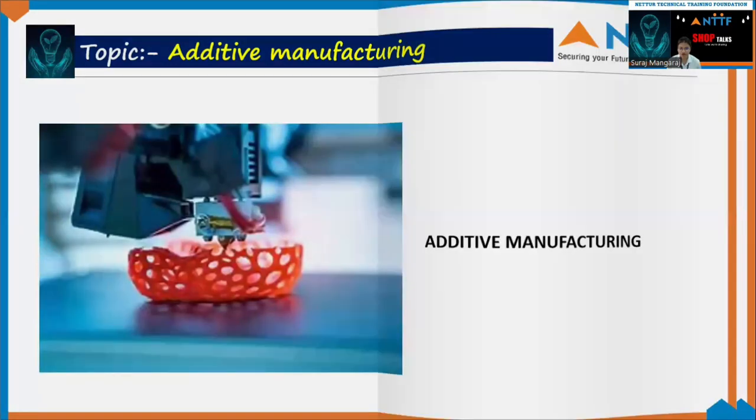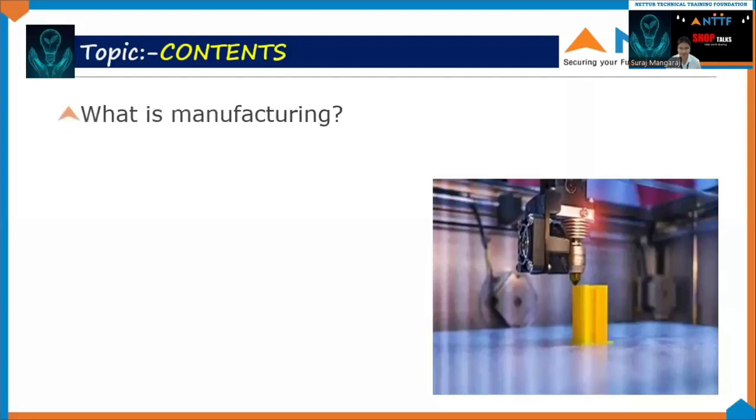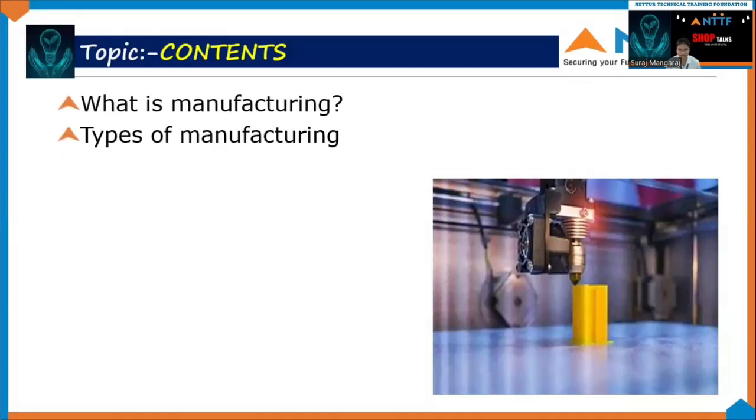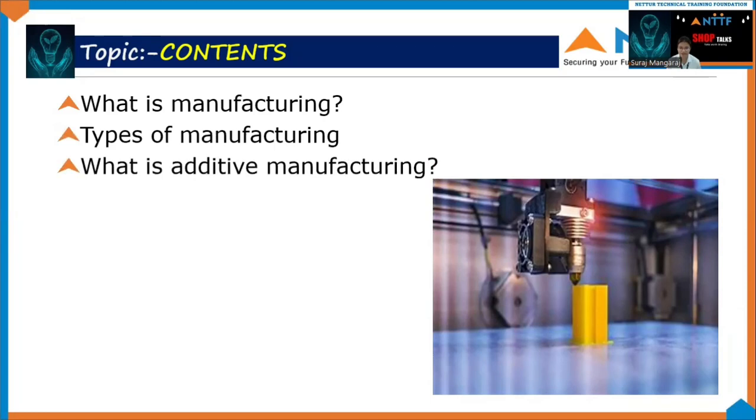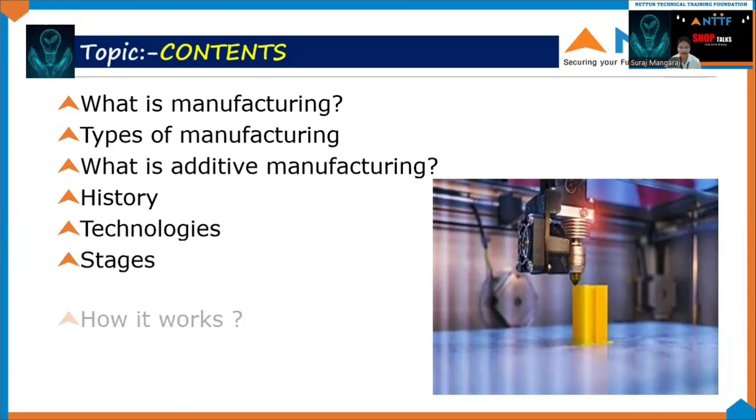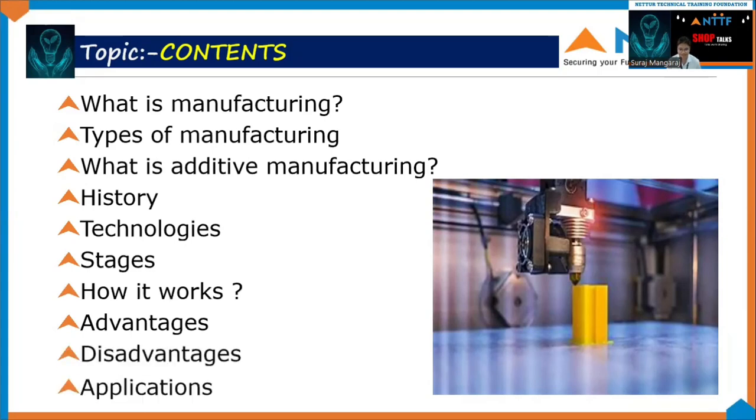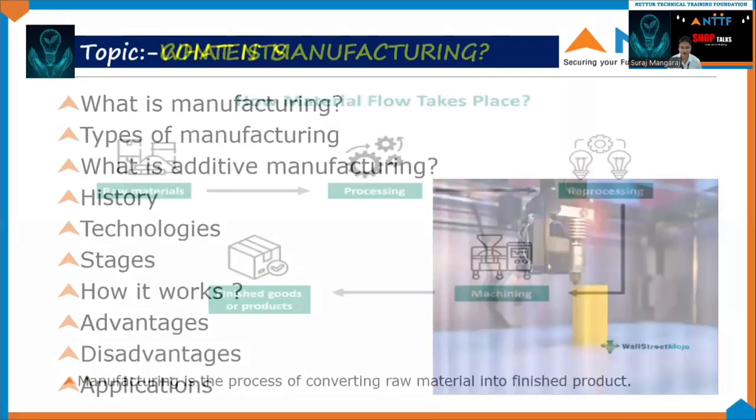So I am going to introduce to you what is manufacturing. Secondly, I will say what are the types of manufacturing. Third one is what is additive manufacturing and its history. What are the technologies used in this AM process? What are the stages of 3D printing? How it works, advantages, disadvantages, and applications. So let us come to our first point.